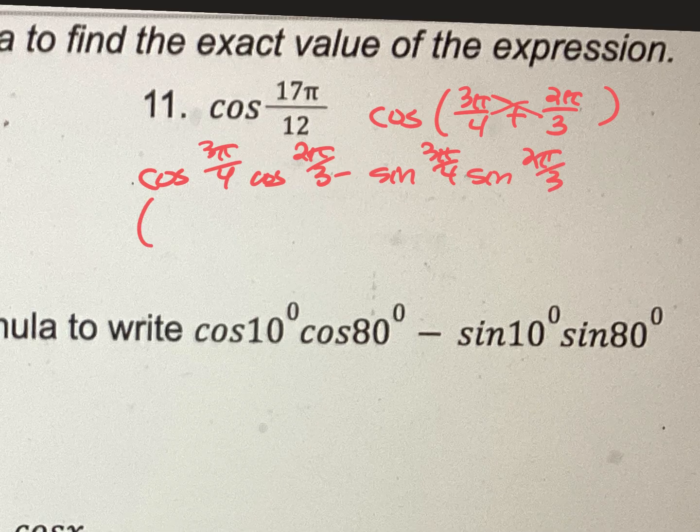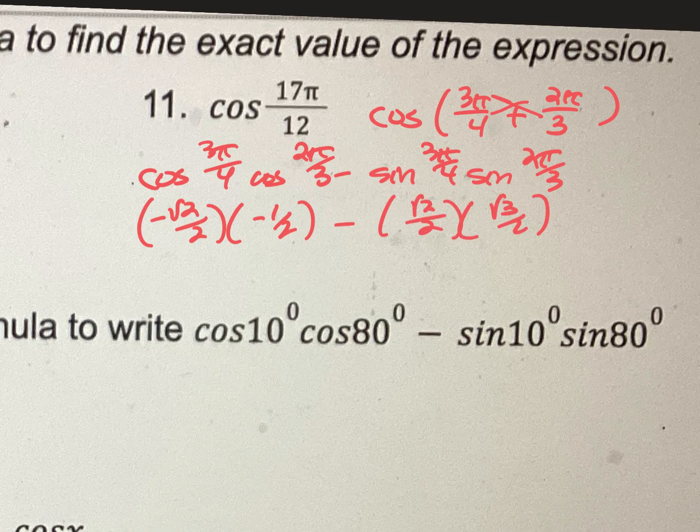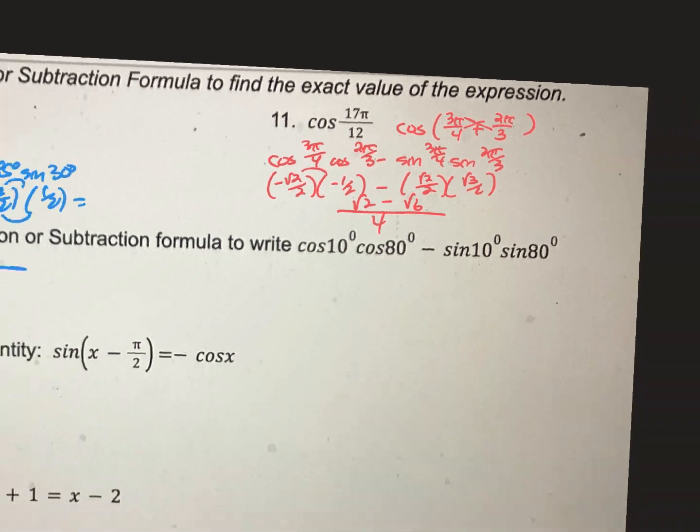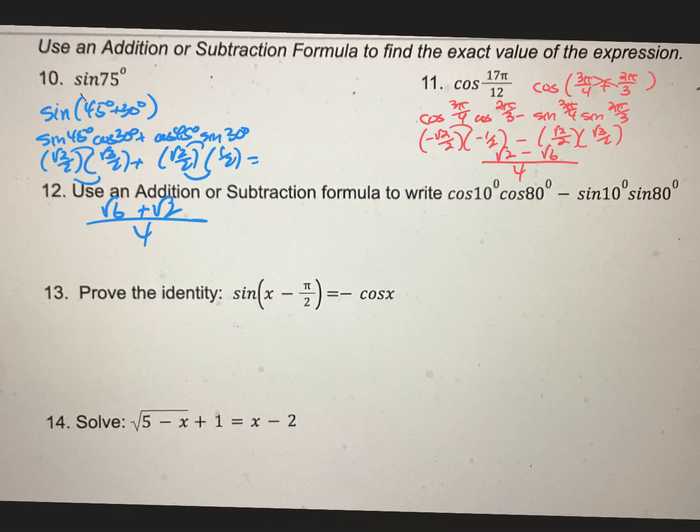Okay. Cosine of 3π/4, that's in quadrant 2. This would be negative square root of 2 over 2. Cosine of 2π/3, also in quadrant 2, negative 1/2. Sine of 3π/4 is quadrant 2, but sine's positive in quadrant 2. And that's quadrant 2, but again, sine's positive. So if I multiply these two, first of all, let's do the same thing. The denominator is 4 again, just like the last problem. Negative times negative is a positive, minus square root of 6. There you have it.